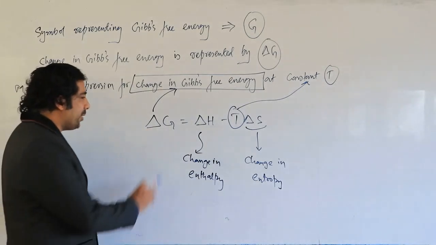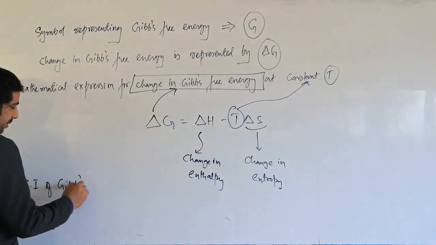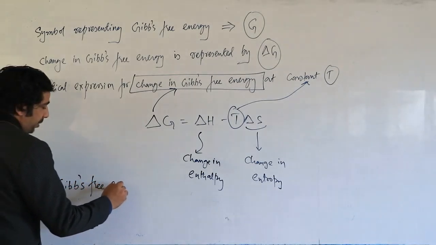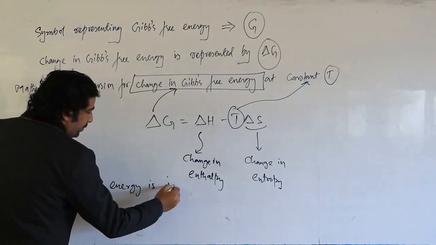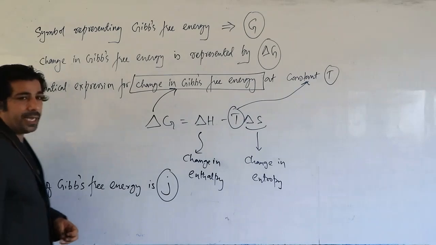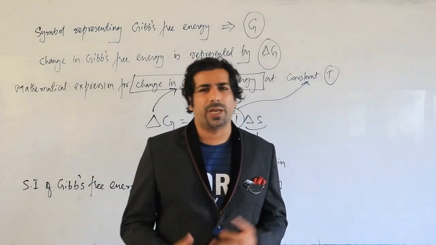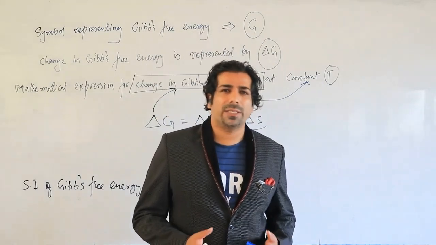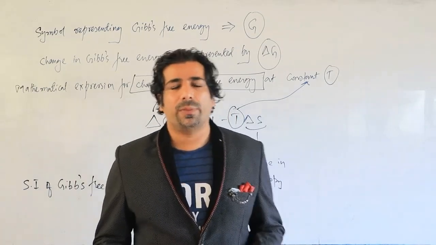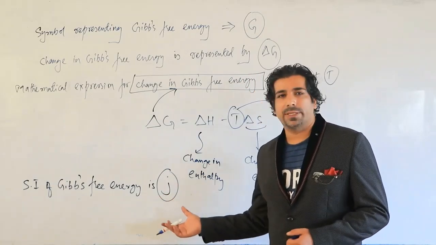And what is the SI unit of delta G? The SI unit of Gibbs free energy is joules. So this energy is measured in joules. Later you can convert joules into kilojoules, and kilojoules into calories. It all depends upon the requirement in a particular question, my dear friends. So please make note of this.